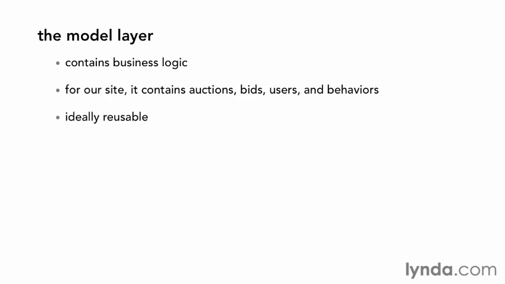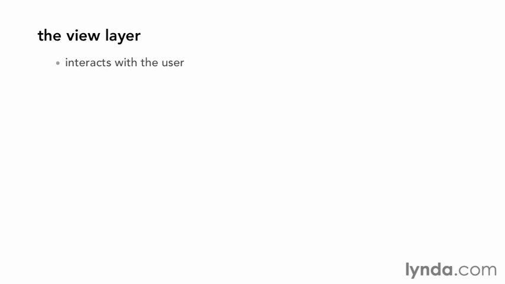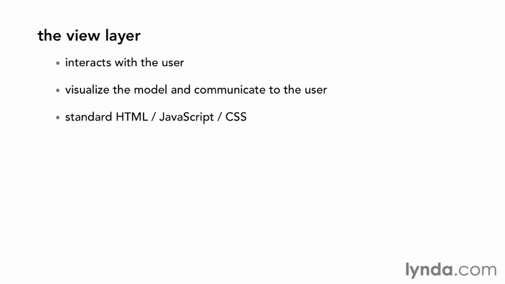The next layer is the view layer. This is the layer responsible for interacting with the user, visualizing the model and communicating with the controller on the user's behalf. For the most part, ASP.NET MVC views will consist of standard HTML pages that include JavaScript behavior and CSS styling. The view layer is not limited to HTML, however, and can render plenty of other things such as JSON, XML, or even custom return types. It's the view layer's job to render anything that your application needs in order to create an immersive user experience.